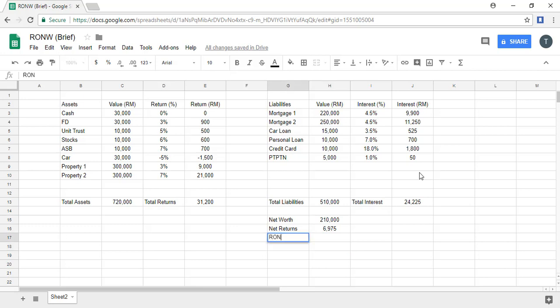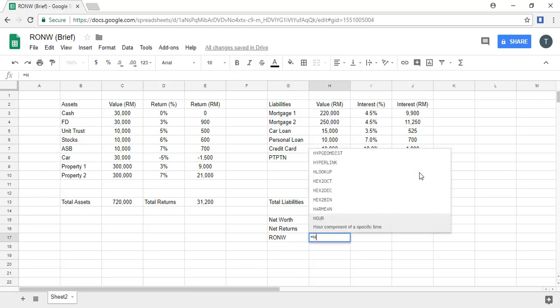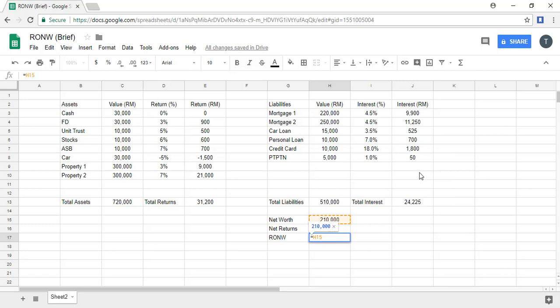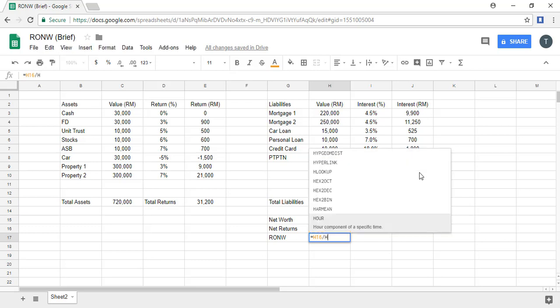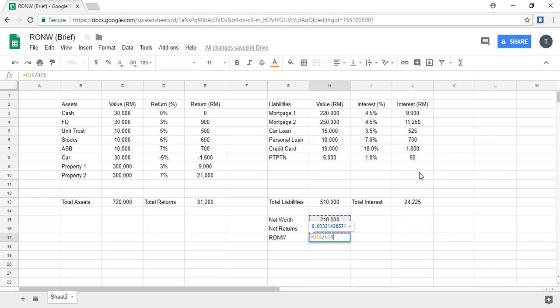And of course finally your return on your net worth is calculated as follows. We take H16, which is 6,975, and then you divide it by H15, which is your net worth, and there you go. Let's put this in percentage format, align it to center. So your total net worth is 210,000, and your return on your net worth is, in percentage terms, 3.32%.